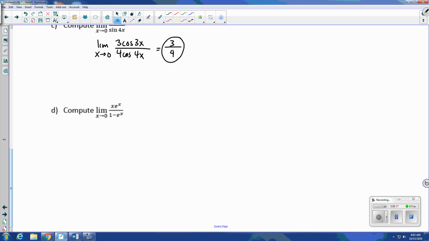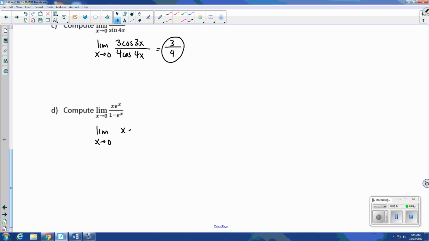Lastly, D, we have the limit as this function approaches 0. You should see that you're going to get 0 times e to the 0, which is 0, and then you're going to get 1 minus e to the 0, which is also 0. So we're going to have to calculate derivatives. Up top, you have a product, so be careful, right? Don't just do derivative of x times derivative of e to the x. Make sure you apply the product rule. All these derivative rules still apply when using L'Hopital's rule.